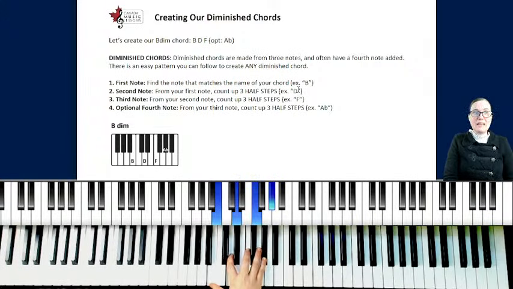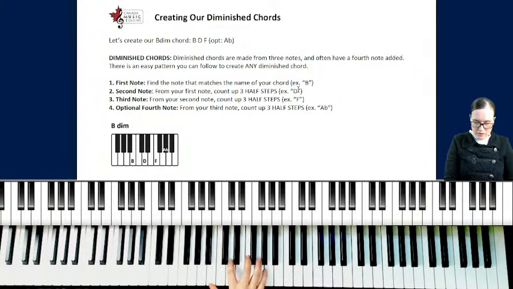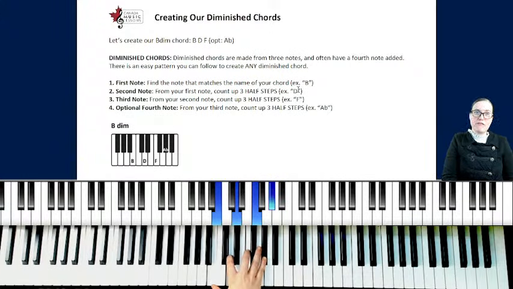And so for B diminished, you end up with B, D, and F, all white notes. Easy peasy. Or if you want to add the bonus note, you can play those 3 white notes and add an A flat. I have the picture up on the PDF, as well as the step-by-step of how we got each note. B, D, F, and A flat.